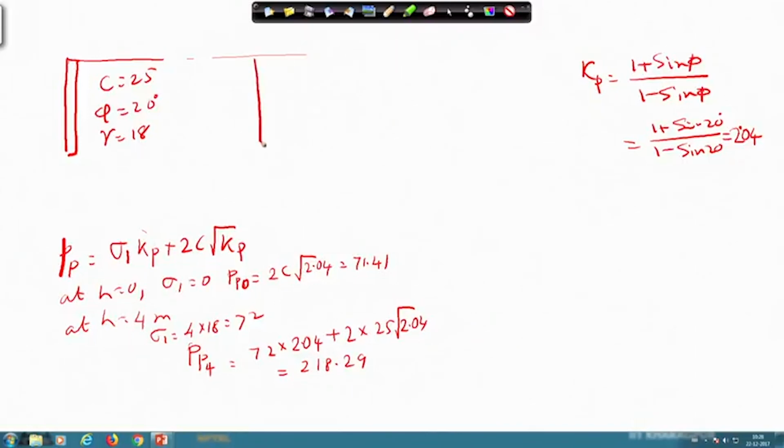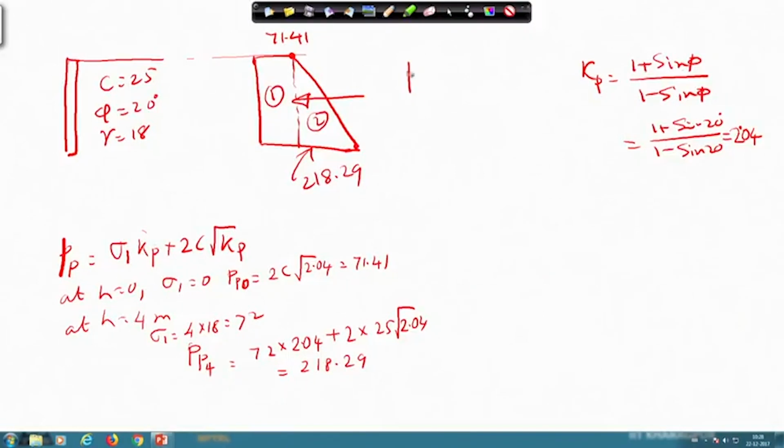this is the wall depth. Initially we had a pressure equal to 71.41, and at the base we have a pressure equal to 218.29. If I find the area of this diagram, the thrust will be acting somewhere here. It is a trapezoidal area. If I know the centroid of the trapezoid, we can find it directly. Otherwise, for simplicity, I can divide it into two parts, 1 and 2.